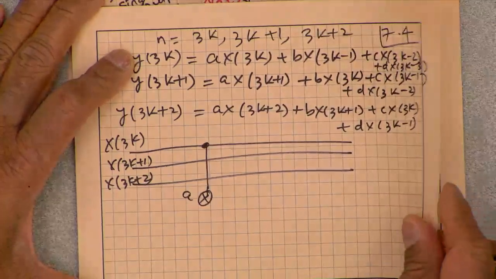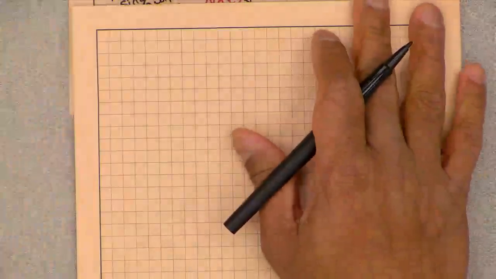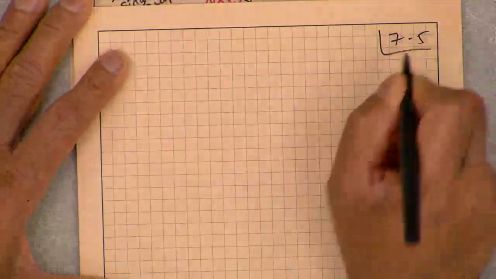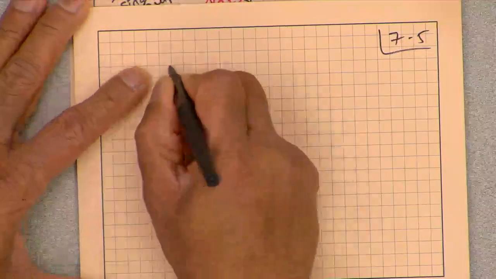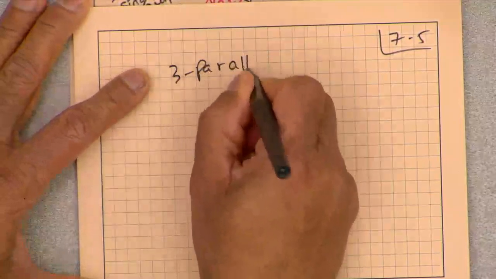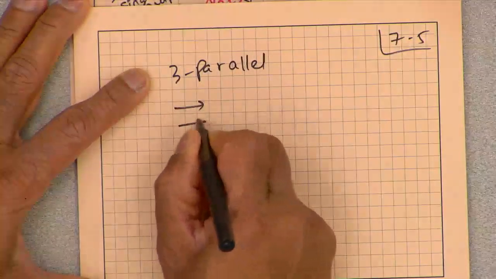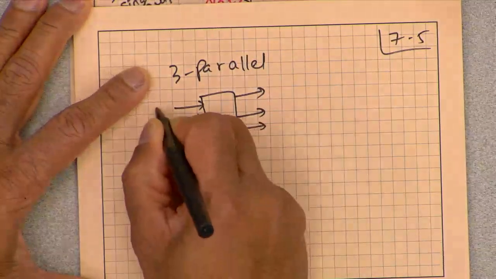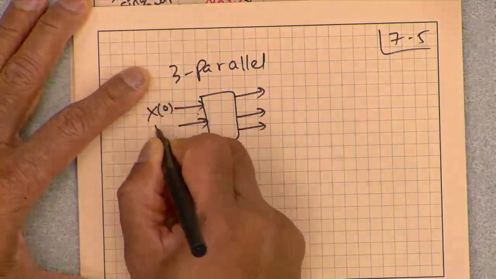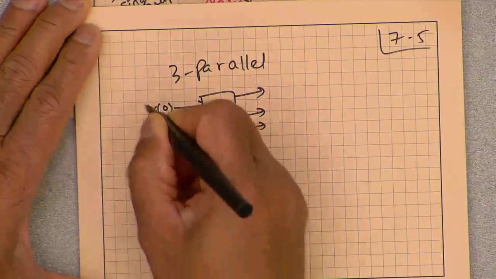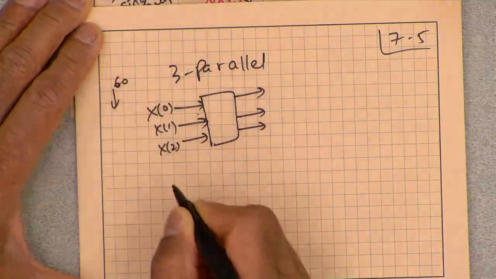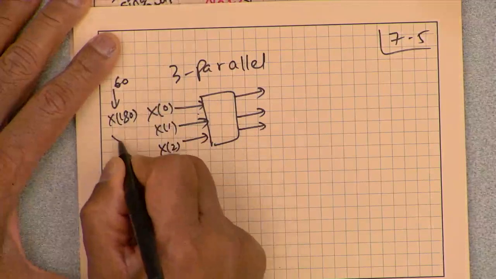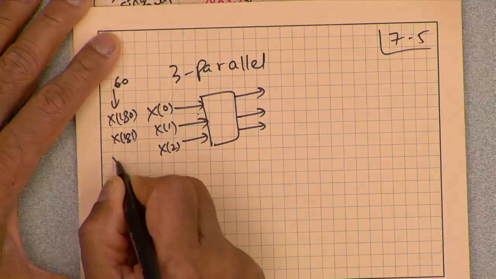Before I get to that, let me just talk briefly about a 3 parallel system. So we have a 3 parallel system with 3 inputs computing 3 outputs. This is processing x0, x1, x2. Let's say at some clock cycle number 60, what will this be processing? x3 times 60: 180, 181, 182.